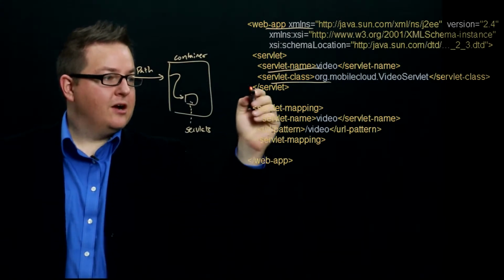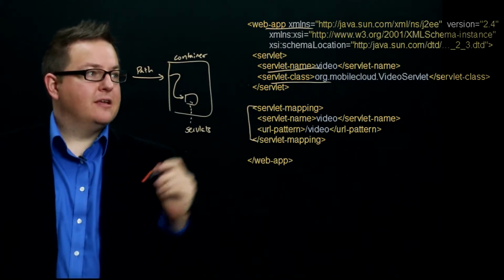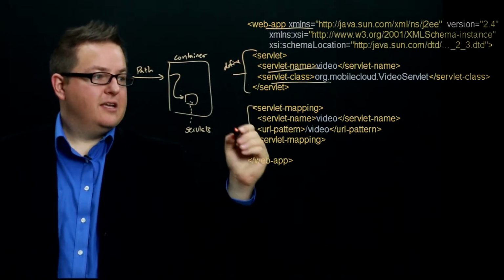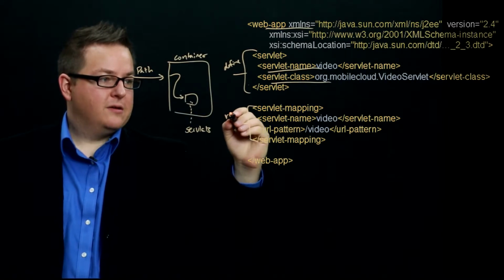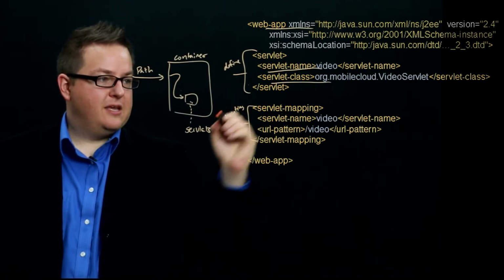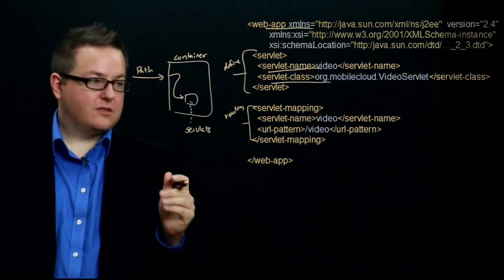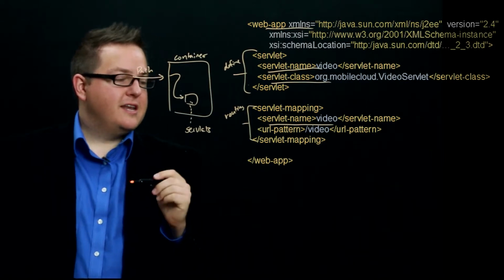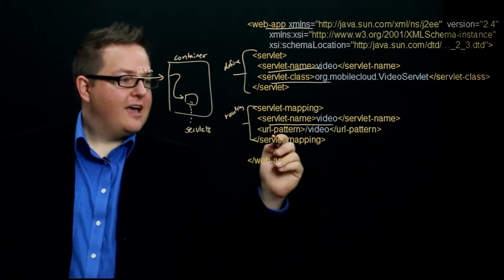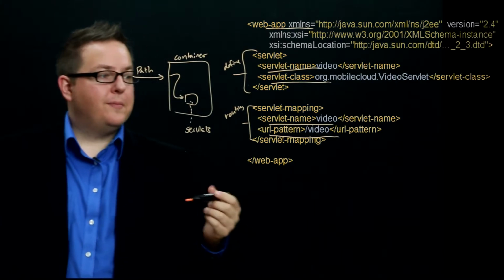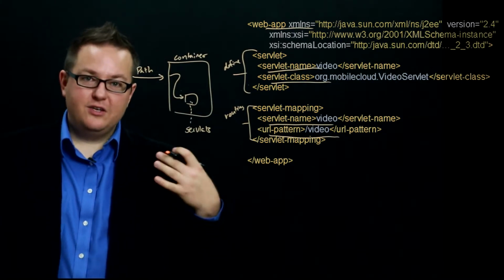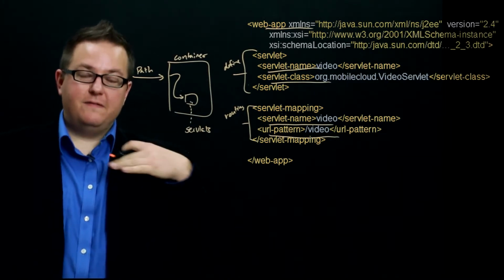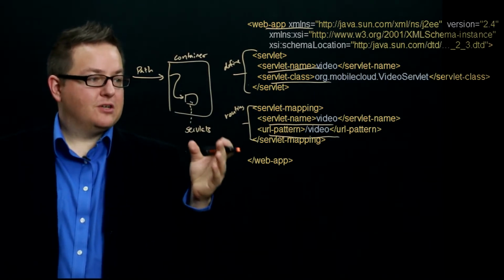Now down here, we see there's a mapping. Up here is where we're declaring the servlet, so we are defining a servlet, and down here we're doing routing. So we're mapping requests to our servlet. So in this case, we see that we're referring to the original name of that servlet we declared, and then we're specifying a URL pattern that should be routed to that servlet. So in this case, we're going to route all requests to the /video path to that particular servlet.